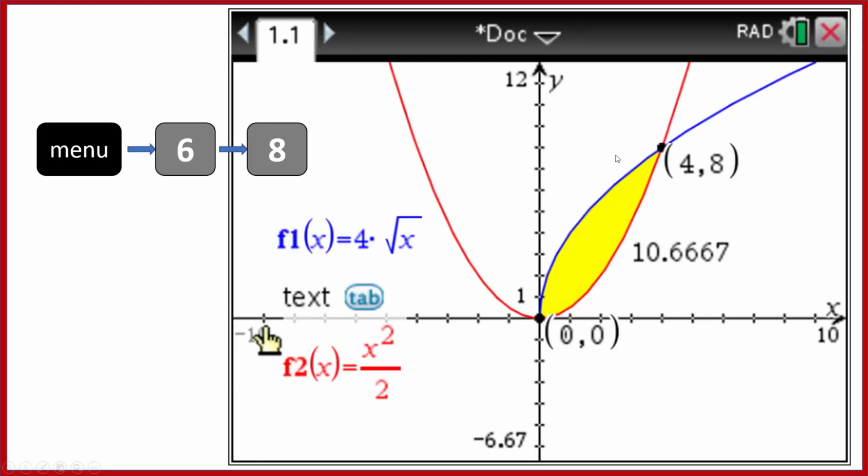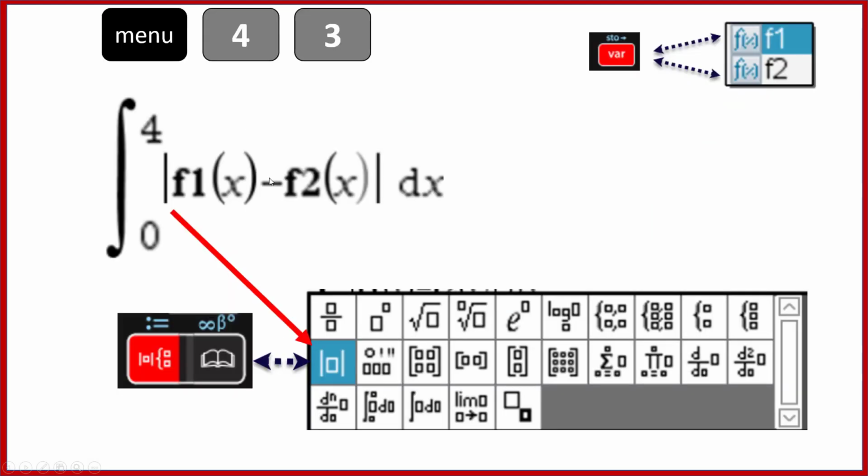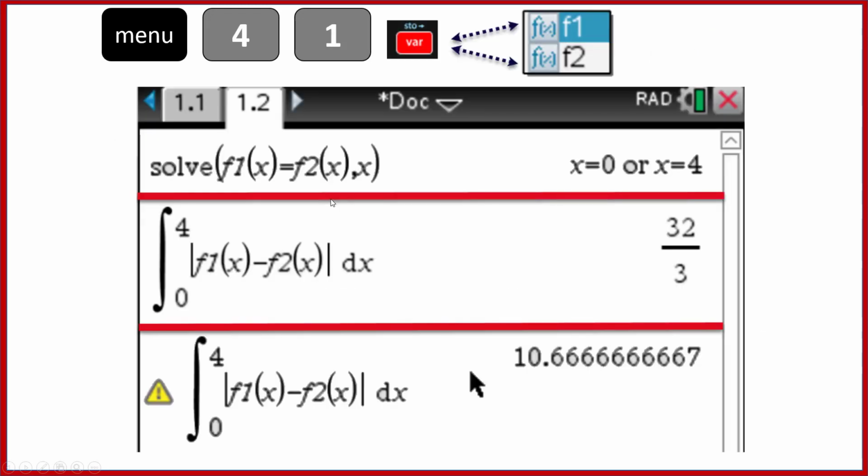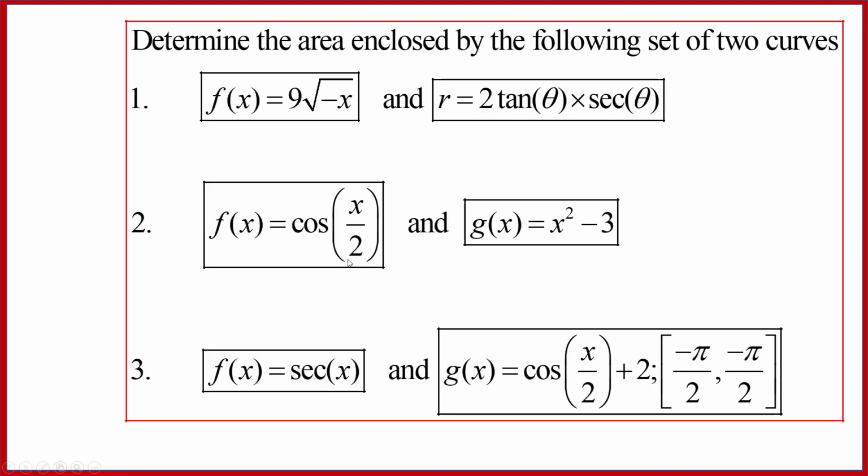So one is a square root function, the other is a quadratic, and I've just used the graphing screen. I've plotted both, and I've done menu 6 and 8, and it gives us the area. And if I use the absolute notation that I've done, I get that area as 10.66 approximately, and that's in the exact form. So these are a few questions I would like you to try, and you will also find these questions in the TI Inspire TNS file that will accompany this video presentation.